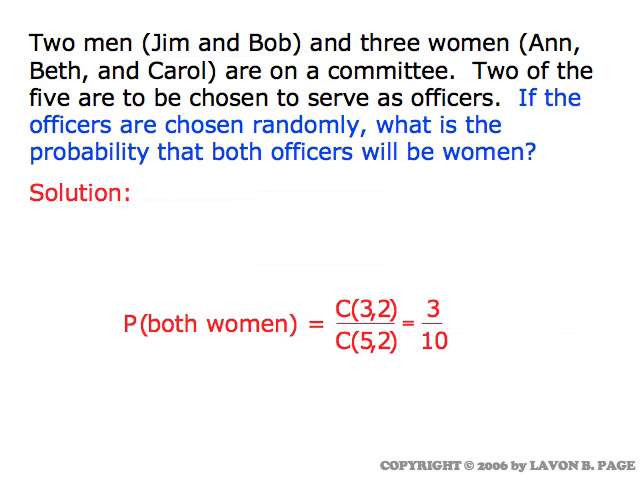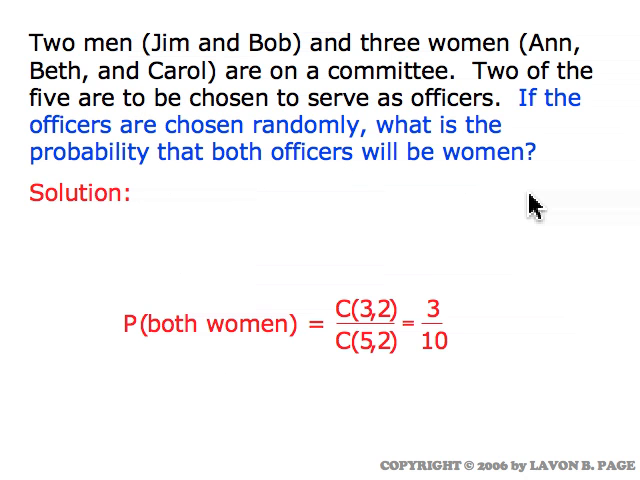Now we move to 5 people consisting of 2 men whose names we know and 3 women, and we have names for the women as well, are on a committee. 2 of the 5 are to be chosen to serve as officers. If the officers are chosen randomly, what's the probability both officers will be women?